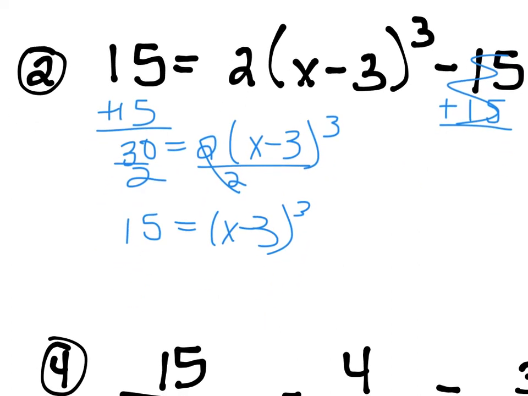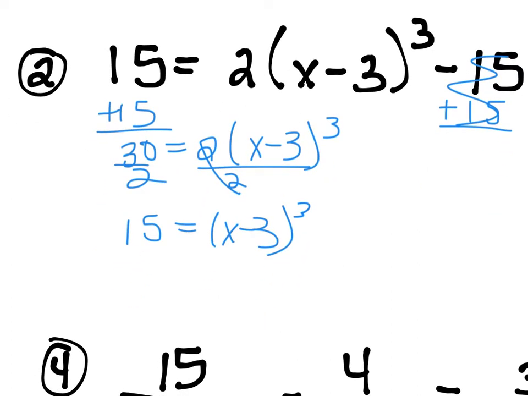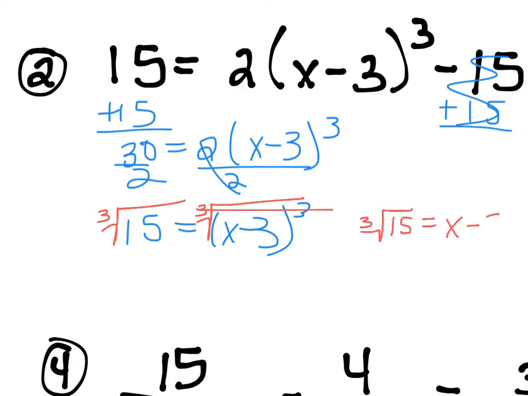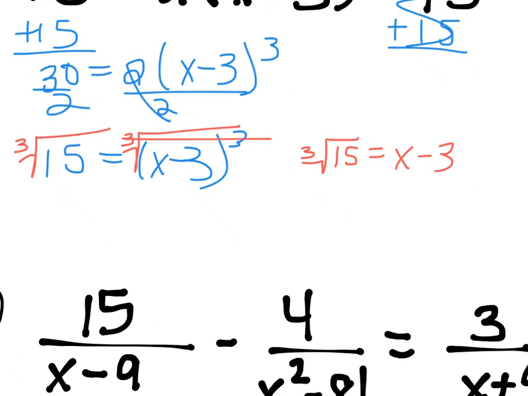What's the opposite of cubing a number? Taking the cube root. Good. So if I take the cube root to this side, then I have to do it where? To the other side. So I have the cube root of 15 equals x minus 3. Do you put plus or minus in front of a cube root? No. Only our even ones. So now what's the last thing I do? Add the 3 to both sides. Good.